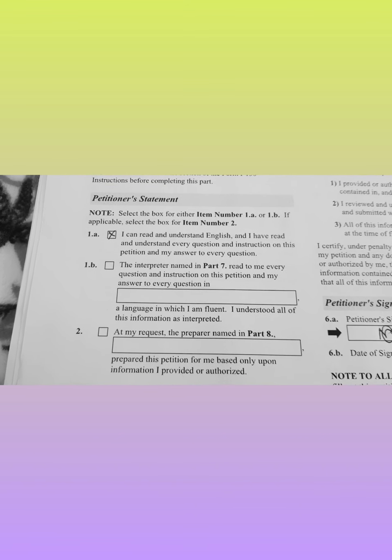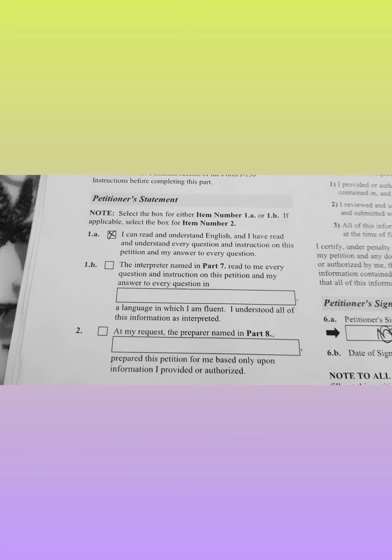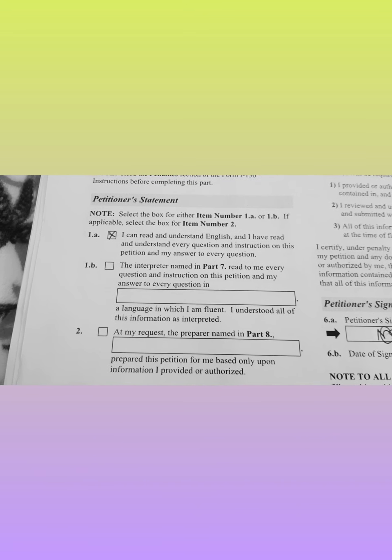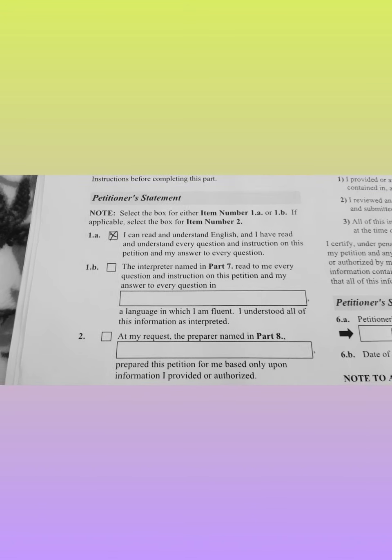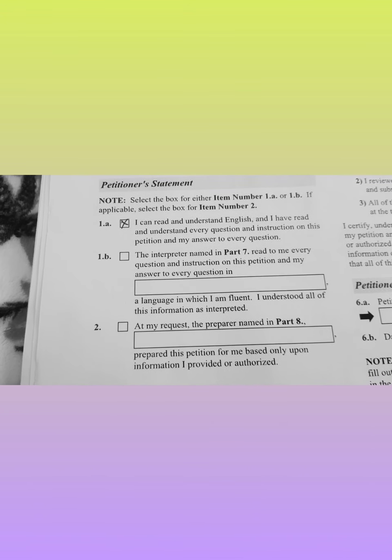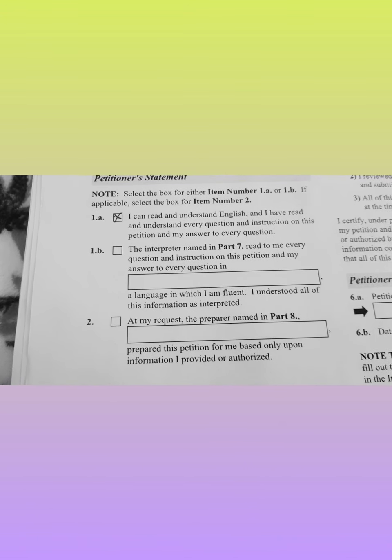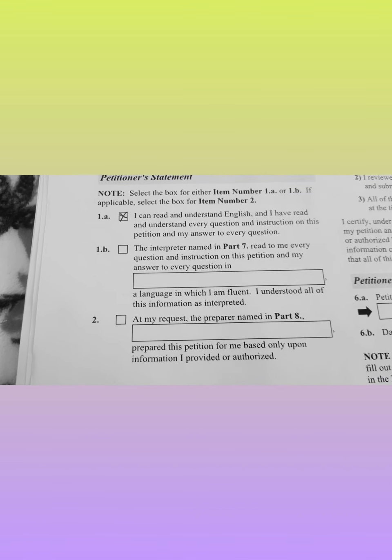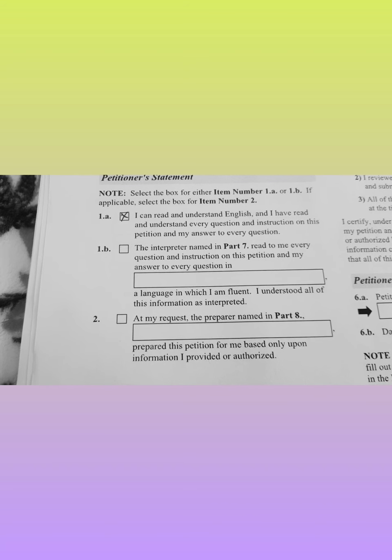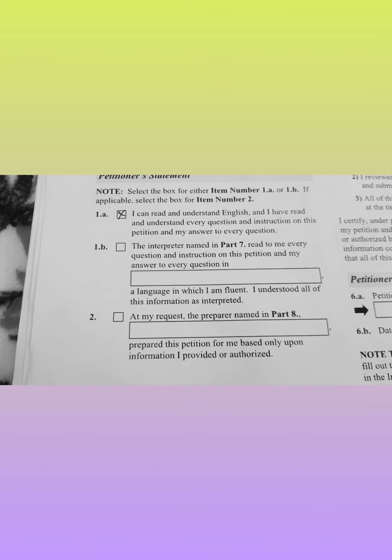Read to me every question and instruction of the petition and my answer to every question. So this 1B is talking about the interpreter who interpreted this form for you. Number 2 is also talking about the preparer. So if somebody prepared this form for you, in number 2 you indicate the person's name.